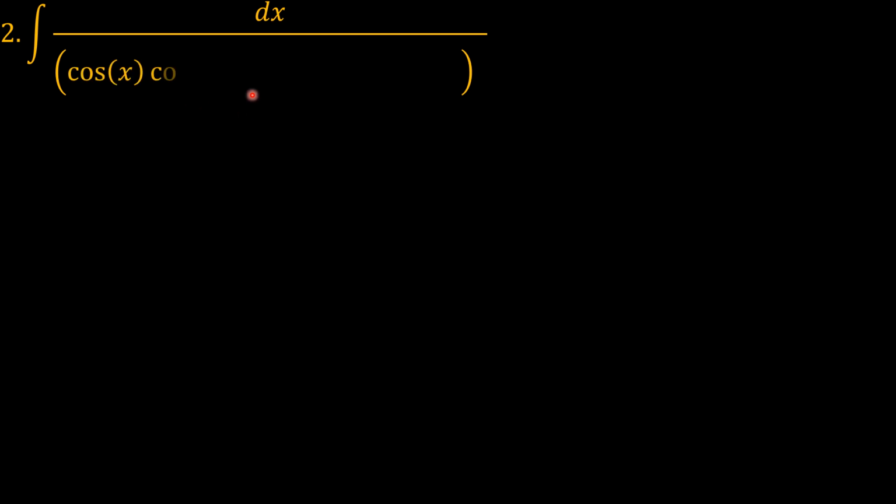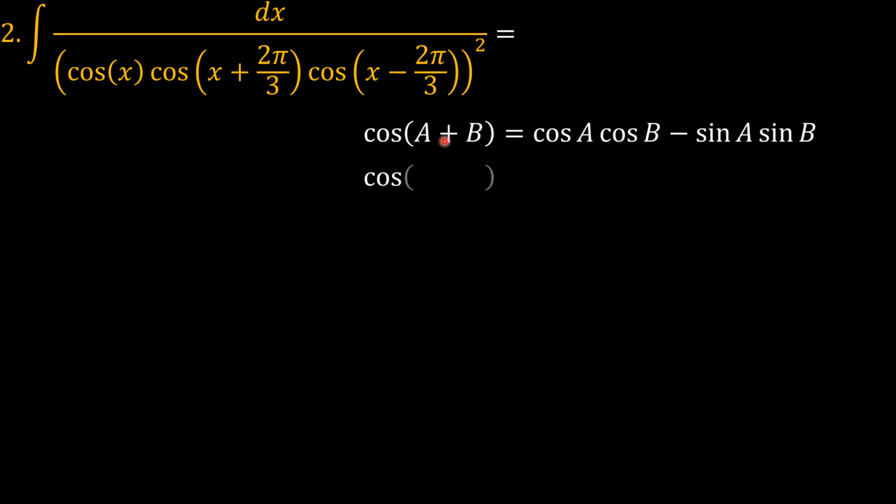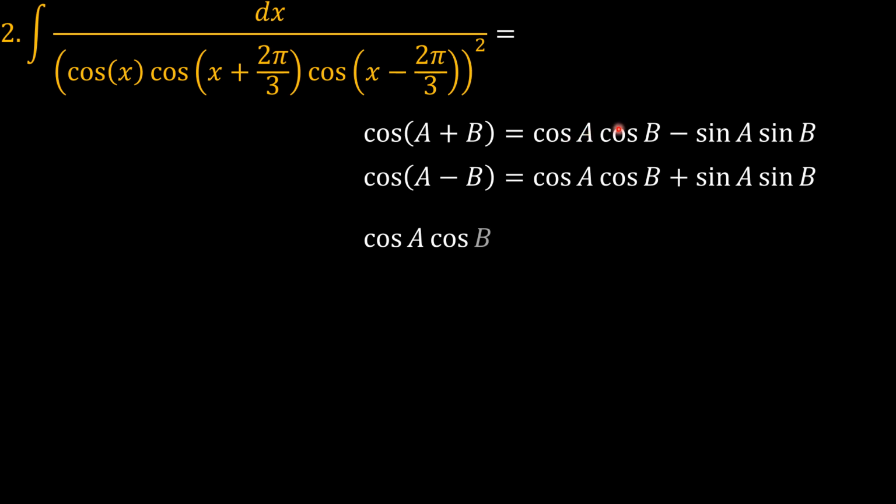So the next problem here, problem number 2, 1 over cosine x times cosine of x plus 2 pi over 3 times cosine of x minus 2 pi over 3. So the first thing I'll do is use cosine of a plus b being cosine a cosine b minus sine a sine b. Cosine of a minus b is cosine a cosine b plus sine a sine b. So when you add both sides, you get the fact that cosine a cosine b is half cosine of a plus b plus cosine of a minus b.